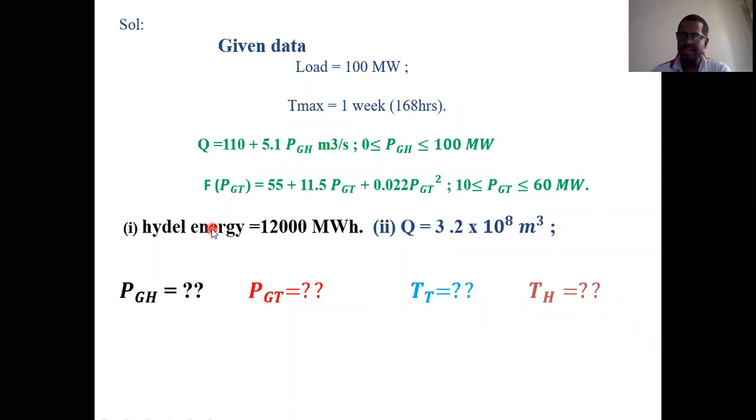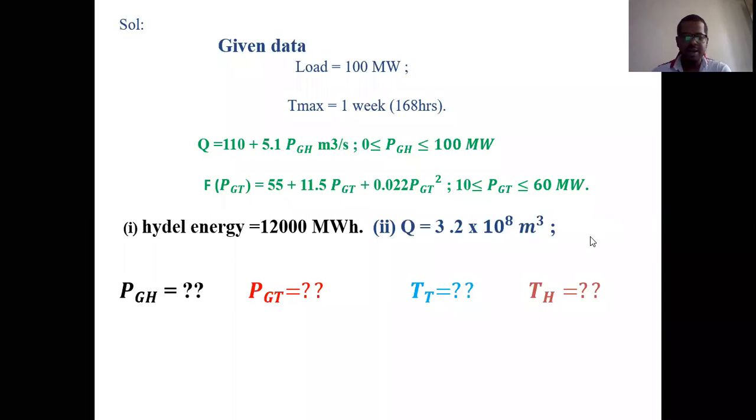When you subtract this ideal energy from the load energy, you will get the thermal energy. When you know the thermal energy, and at the same time you know the PGT star, easily you can calculate the TT value. Once you know the TT value, you can calculate the TH value. So this is the procedure for this problem. All of you solve this problem and put your answers in our chat box.